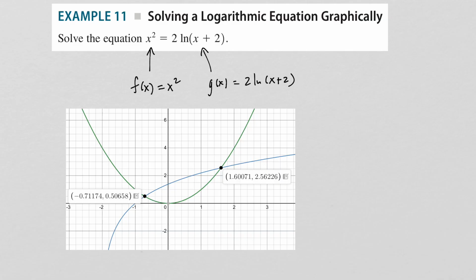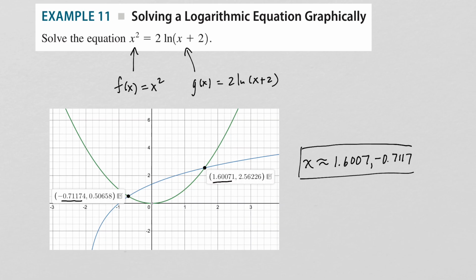And you'll notice when you graph these two functions, x squared is here, and 2 natural log of x plus 2 is here, you'll see that you get 2 points of intersection. So one of the solutions is x is approximately equal to 1.6007, and the other solution is x is approximately equal to -0.7117. So we have two possible solutions here. And do take note of the fact that if you plug in a negative number here, when you add 2 to that number, it will be a positive number. So both of these solutions are valid.